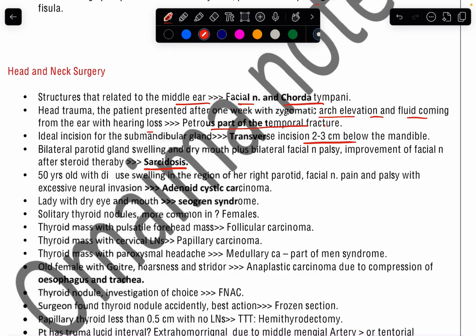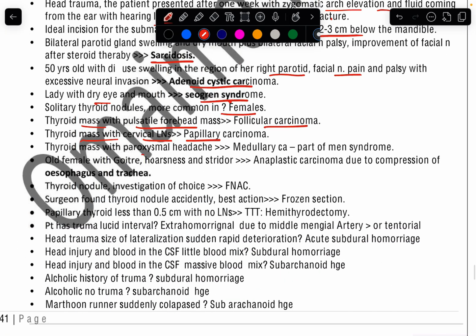50-year-old with diffuse swelling in the region of right parotid, facial nerve palsy, adenoid cystic carcinoma. Lady with dry eyes, Sjogren. Solitary thyroid nodule. Females, thyroid, follicular carcinoma, with cervical lymph node is papillary. Thyroid mass with paroxysmal headache is medullary, part of MEN syndrome. Goiter, hoarseness, stridor, anaplastic. Thyroid nodule investigation of choice is FNAC. Surgeon found thyroid nodule accidentally, best action is frozen section. Papillary thyroid less than 0.5 centimeter, no lymph node, treatment is hemithyroidectomy.